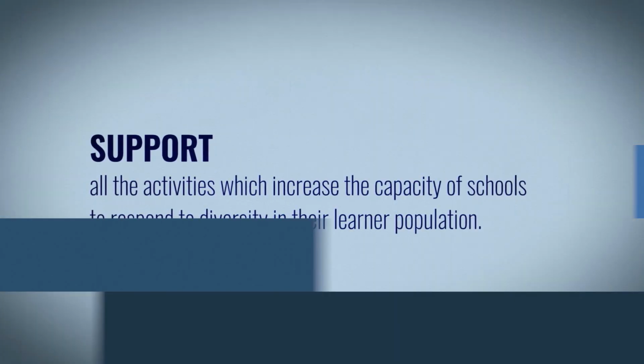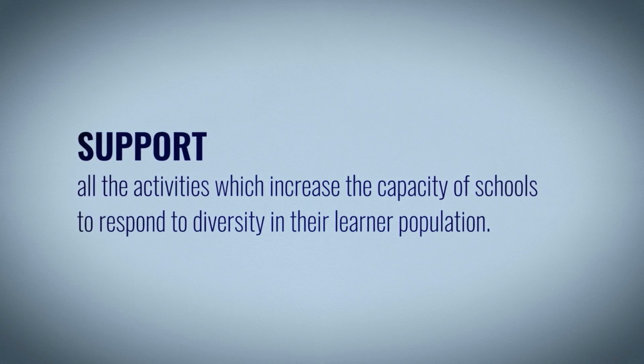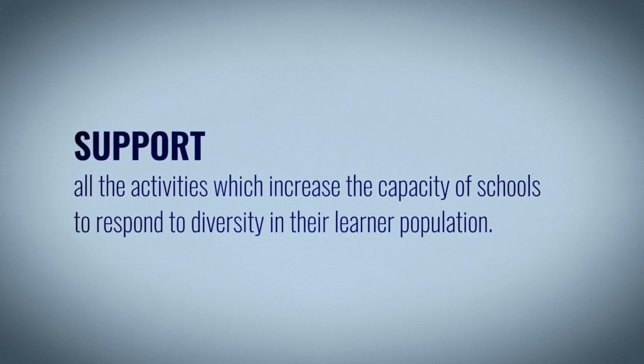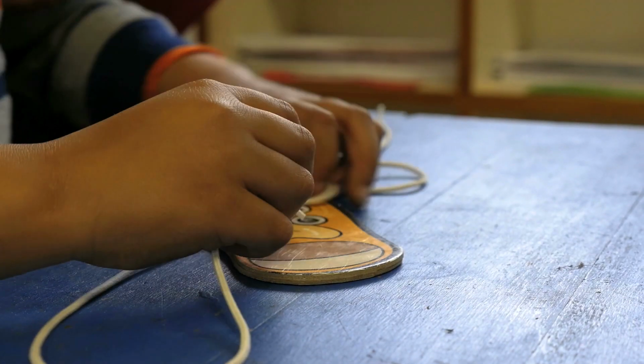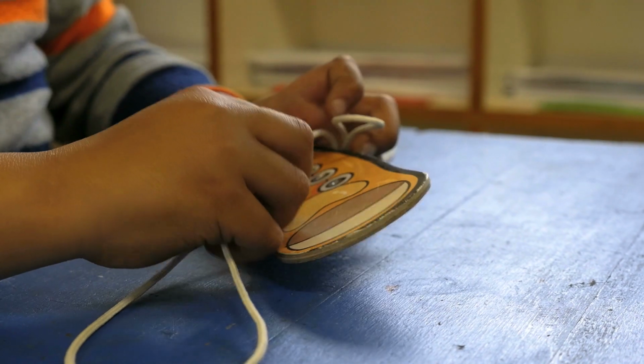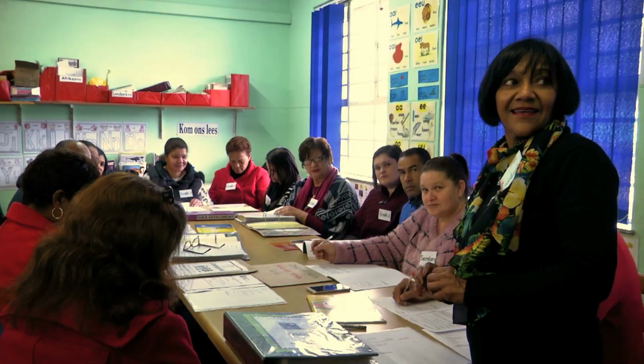The SBST is strategically poised to make sure that support is available. Support in this context refers to all the activities which increase the capacity of schools to respond to diversity in their learner population. Providing support to individuals is only one way of attempting to make the learning context and lessons accessible to all learners. The school-based support team, previously known as the institutional level support team, is the school-based team responsible for determining the support needs of the school and coordinating support provision at the school.